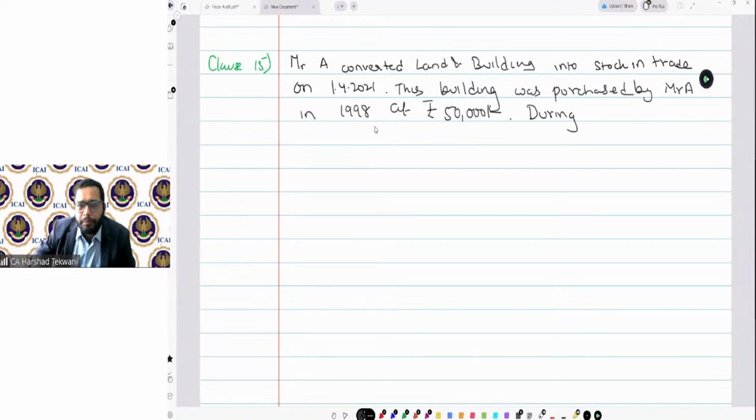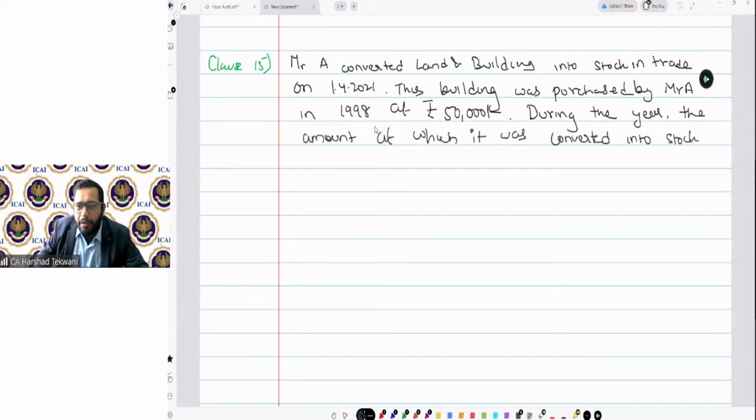During the year, the amount at which it was converted into stock in trade was, let's say, 15 lakh rupees.